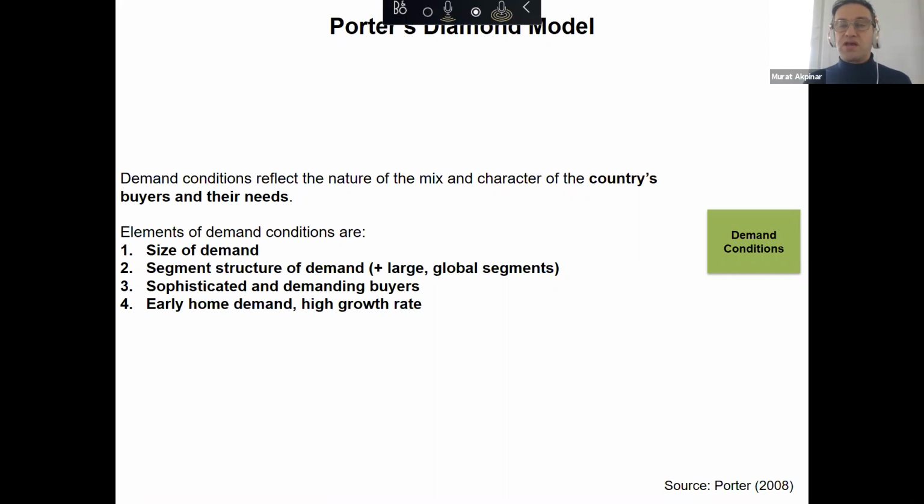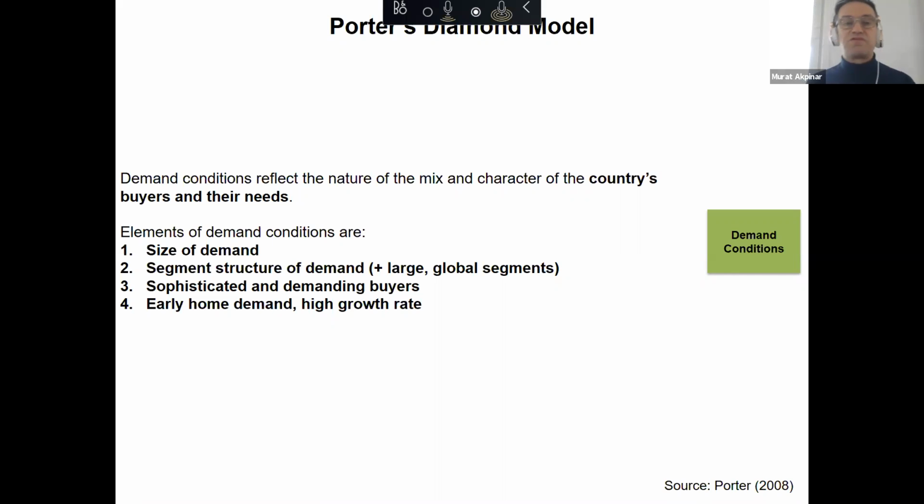So we are talking about the diamond model, which is an important model that you will be using in your group project as well as in the case studies that you will be analyzing. We looked at that there are 4 determinants and 2 other external factors. So we started looking at the determinants one by one. We looked at the factor conditions. Now we are at demand conditions.